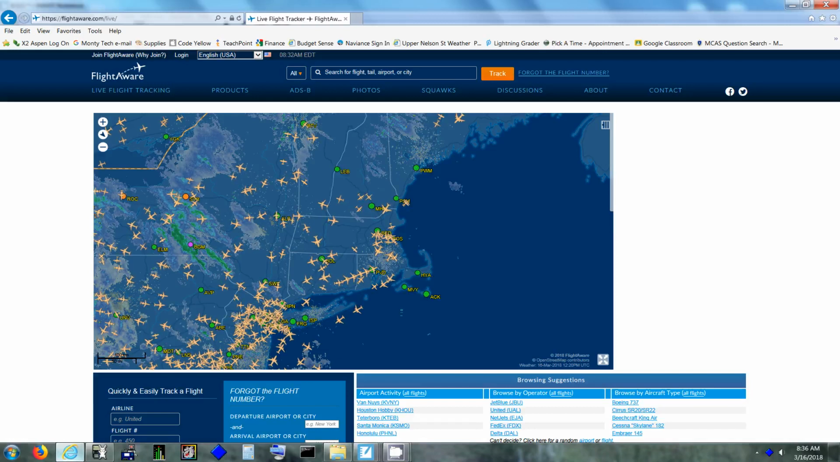We've got all these different planes. We can definitely see a lot of patterns, like in the area by Providence, coming up to Providence Airport from Connecticut.